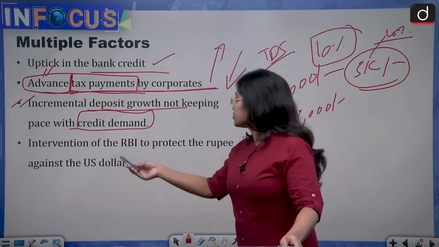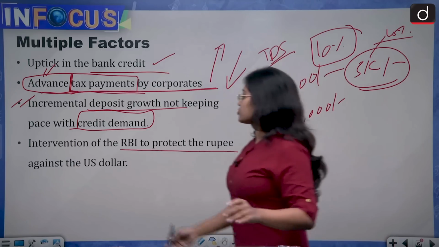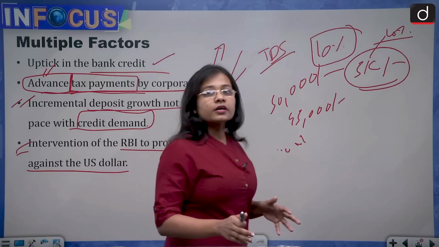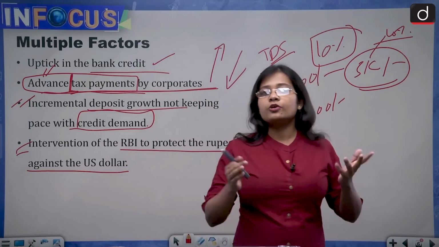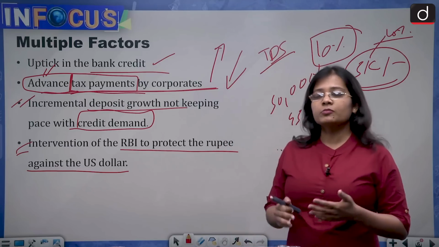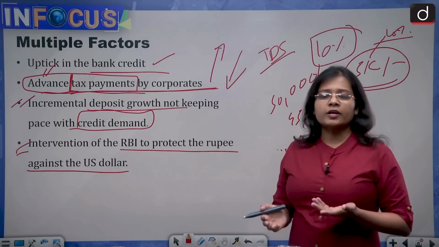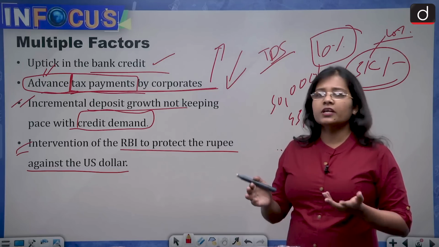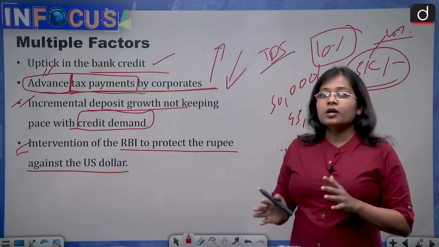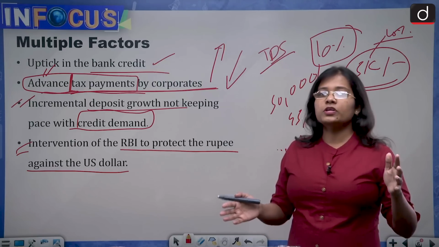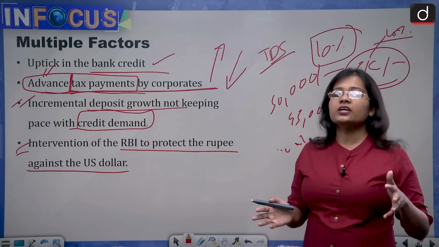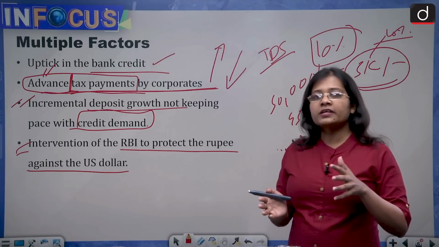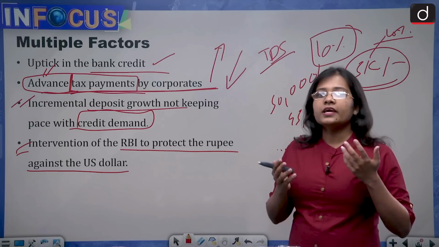Then also the intervention of the RBI to protect the rupee against the US dollar. Recently what we are seeing is that the US dollar is rising high compared to all the other currencies in the world, and the same is the case with the rupee. At present, if I'm not wrong, the dollar price is around 79 to 80 rupees. So that becomes a huge gap between the dollar and the rupee, and the RBI is trying its level best to close that gap and make it as small as it can.